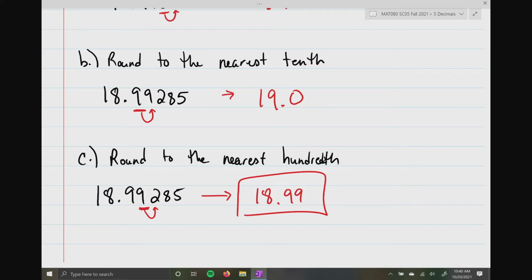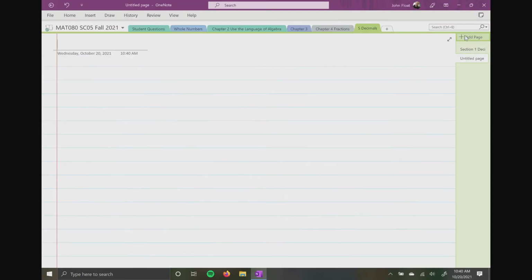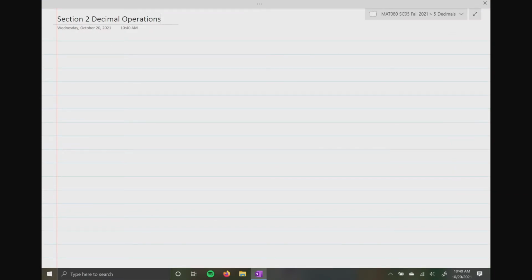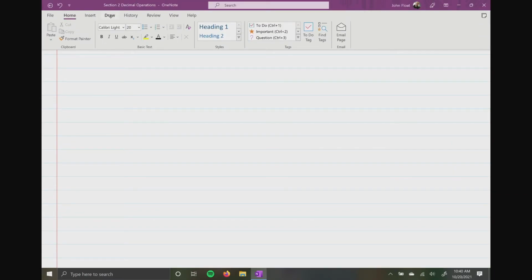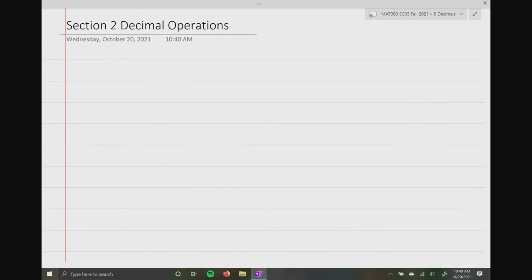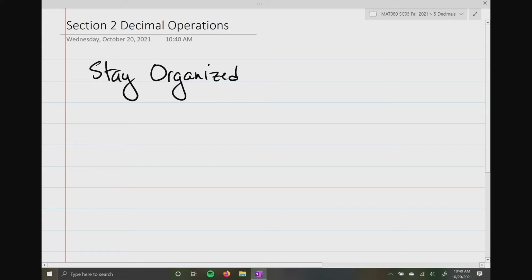All right. So there's our crash course introduction on decimals, okay? Now I want to transition into section 2, which deals with decimal operations. So let me type in section 2. And honestly, I can sum up this entire section with these 2 words. Just stay organized. Just stay organized.